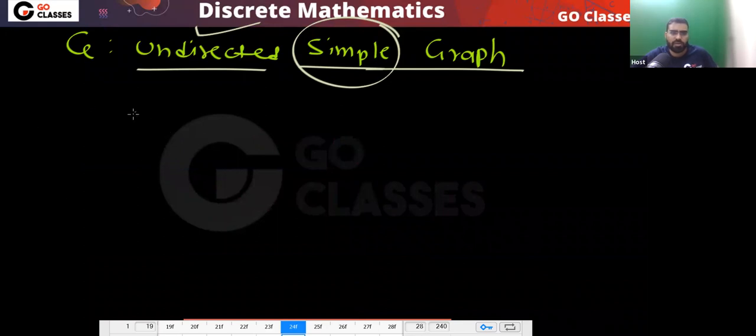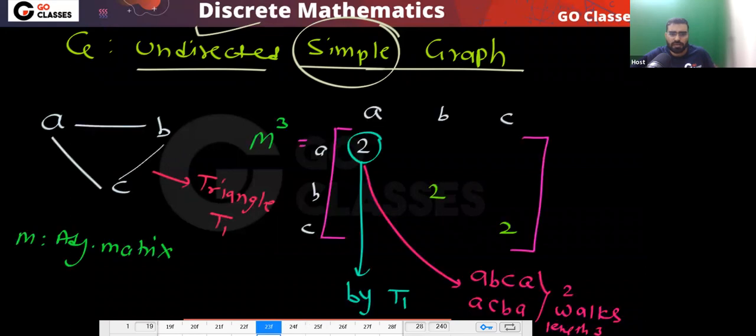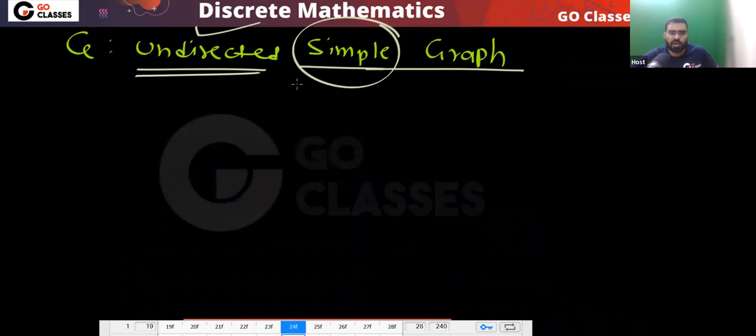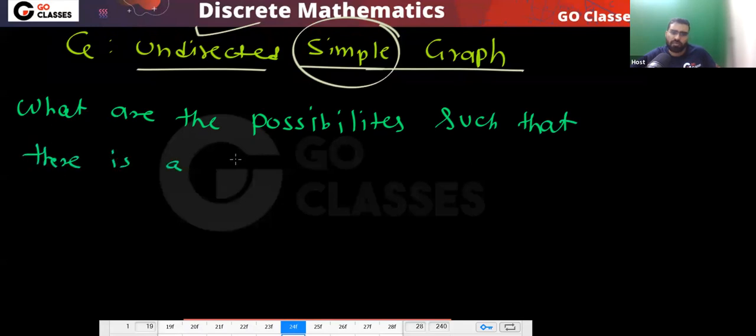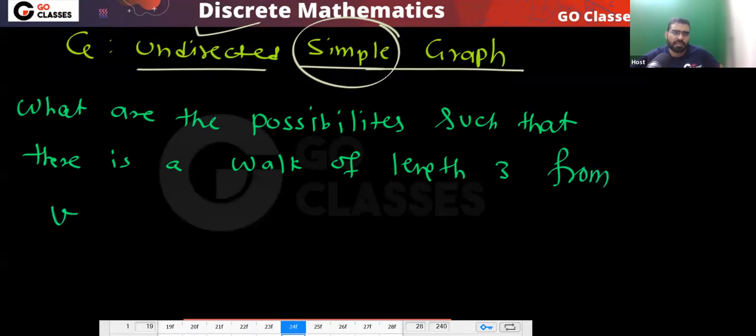Now let's see one more thing. One more thing I want to ask you. Because you have an undirected simple graph, what is the only possibility to get a walk of length three from A to A? What are the possibilities? This is the question I'm asking: what are the possibilities such that there is a walk of length three from V to V, or I can say from vertex A to A.